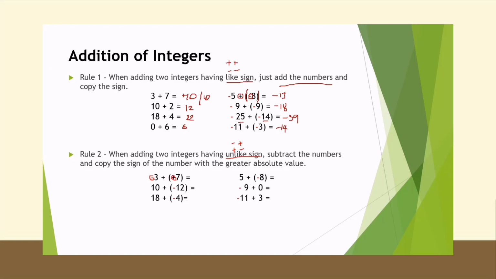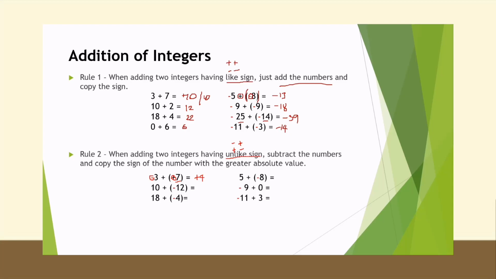So, subtract the numbers. 7 minus 3 is 4. Now, copy the sign of the number with a greater absolute value. So since 7 has the greater absolute value and 7 is positive, therefore the sign is positive. So the answer is positive 4. Next, 10 plus negative 12.